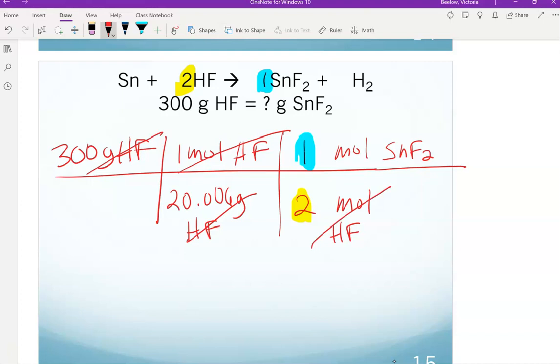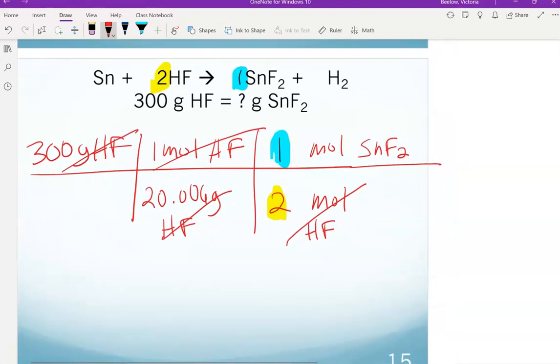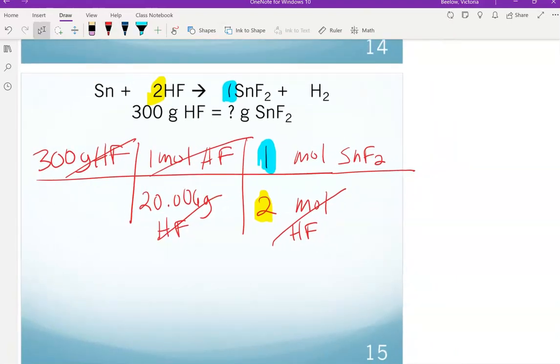So I converted from moles of the substance I started with into moles of the substance I want my answer to be in. However, they're asking for grams of SnF2. So I have to go one more step to convert moles into grams. Again, we do this by finding molar mass. So molar mass is saying 1 mole of SnF2 is equal to the molar mass of SnF2.